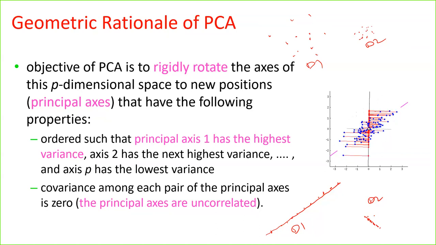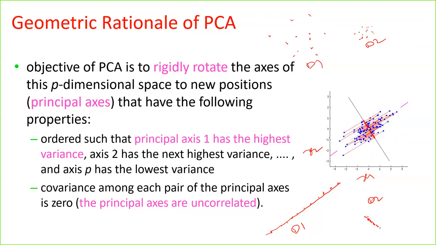This may not look so clear, so let me explain it with the help of an example. This is an example of two-dimensional data, and the points are indicated in blue in the figure. This is how they are distributed according to these two dimensions, let's say x1 and x2. Now we want to project this data onto one-dimensional space.